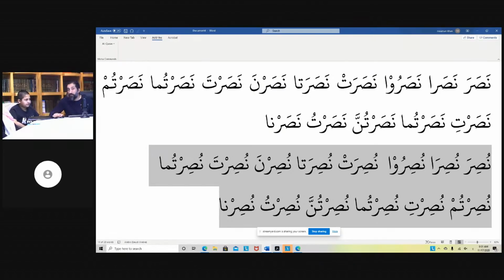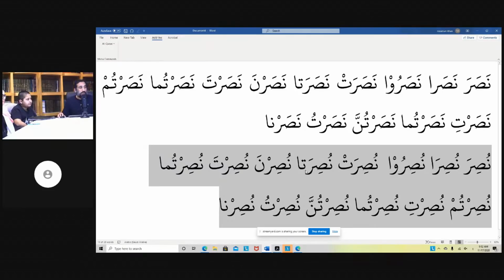Again, I remind you, does that work for all the words or only the past tense? Only the past tense. So the first thing, remember what we did? Is this an ism? Is this a past tense? Is this a present tense? Is this a command? If you figure out that it's past tense, then you've got to ask the next question. What's the next question? Is it active or passive?